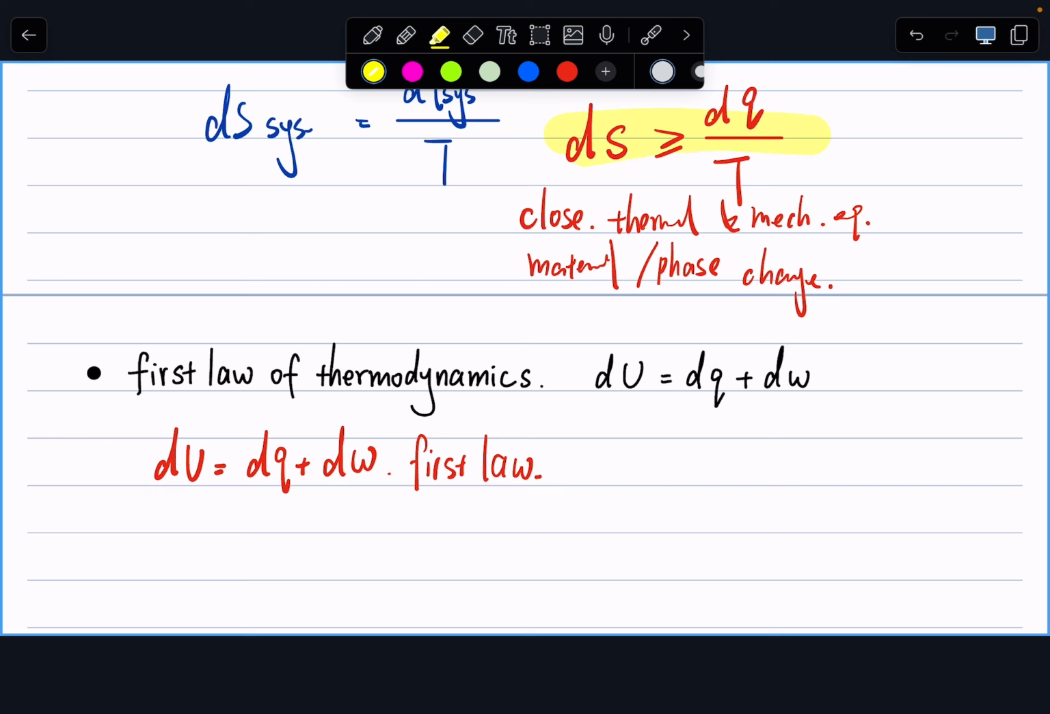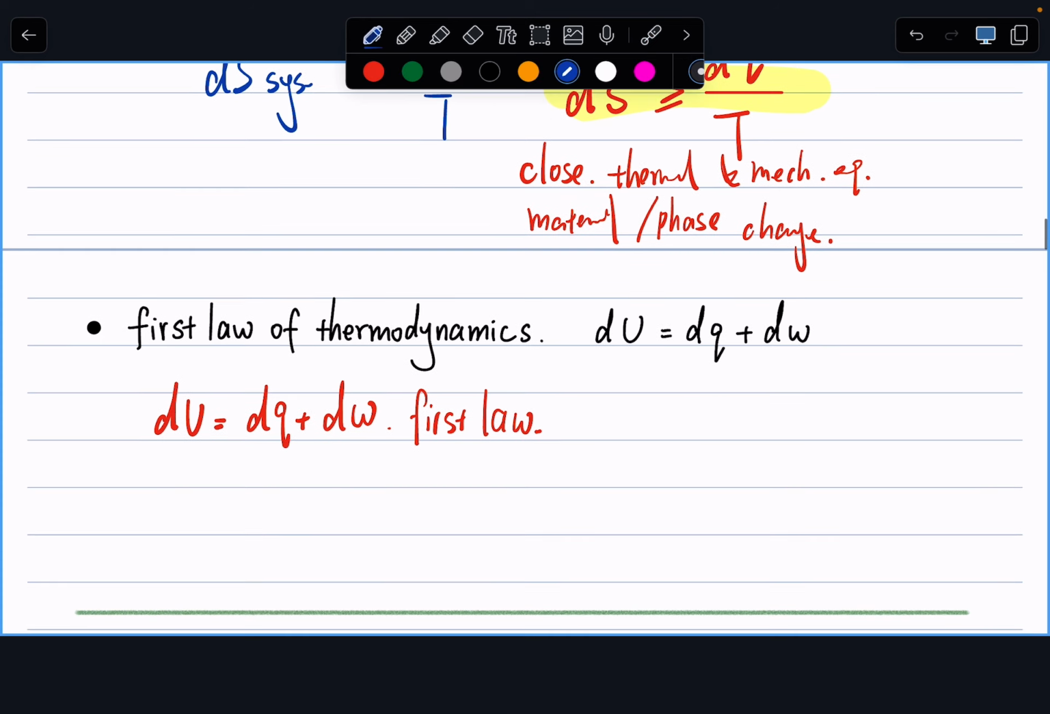And from here, if we're moving the temperature to the left-hand side, I know it's not an equation, but the temperature is always positive, so moving that temperature to the left is pretty safe. We can end up getting TdS is always larger than dq when we're talking about the material equilibrium or reactions or phase transfer taking place.